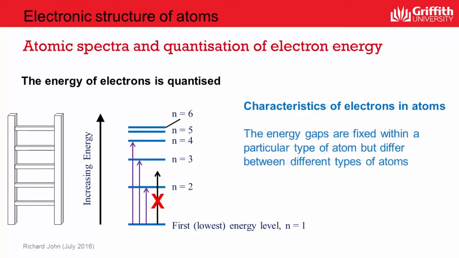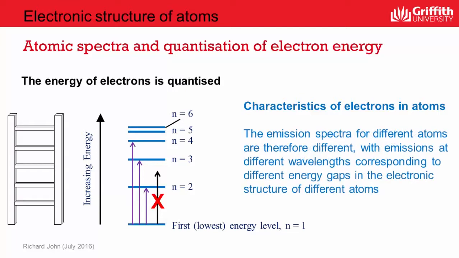The energy gaps are fixed within a particular type of atom, but they differ between different types of atoms, and so the emission spectra for different atoms are therefore different, with emissions at different wavelengths corresponding to different energy gaps in the electronic structure of the different atoms.